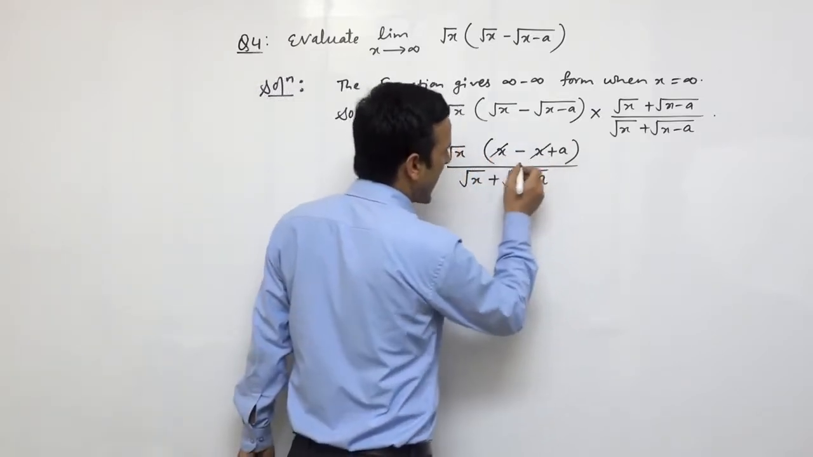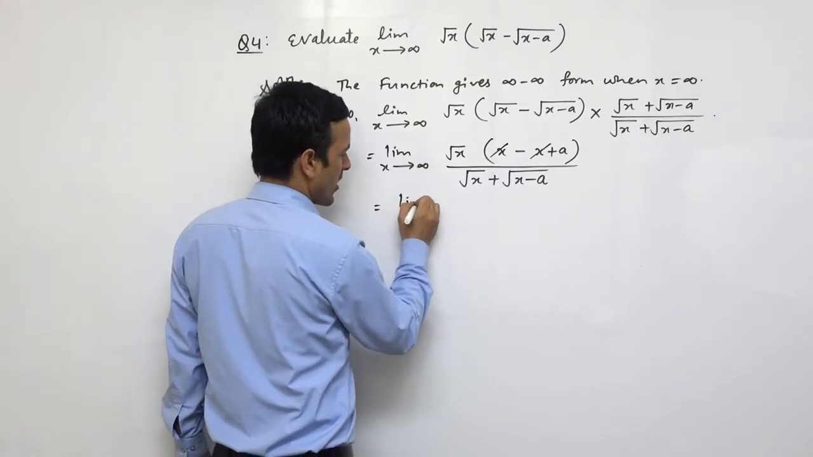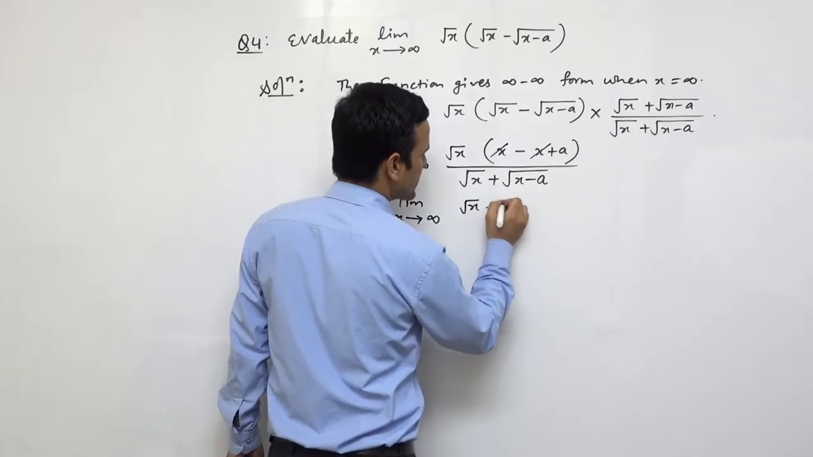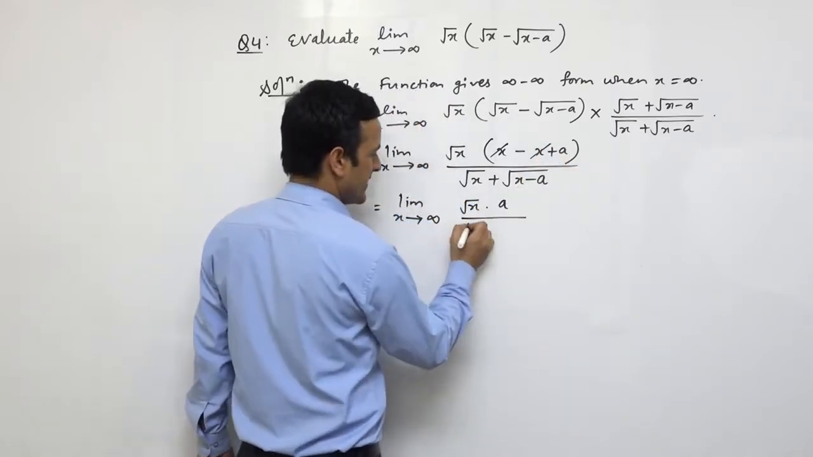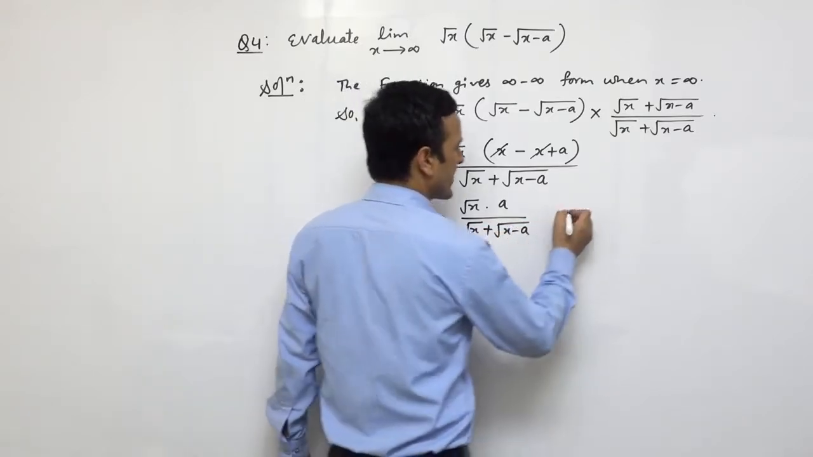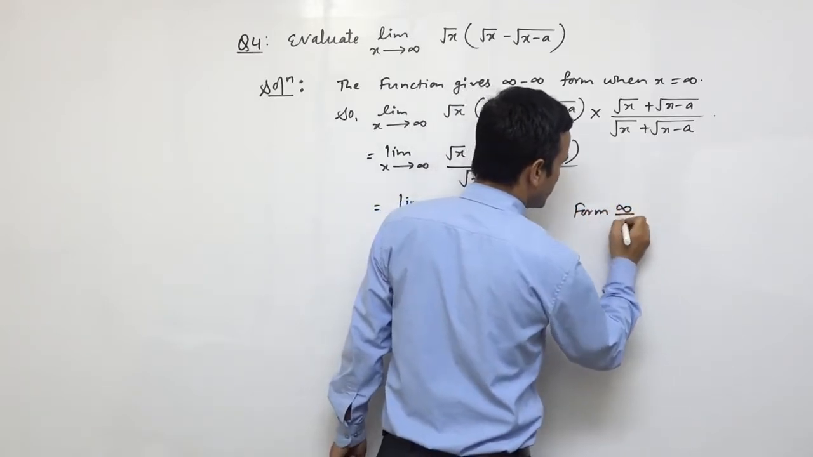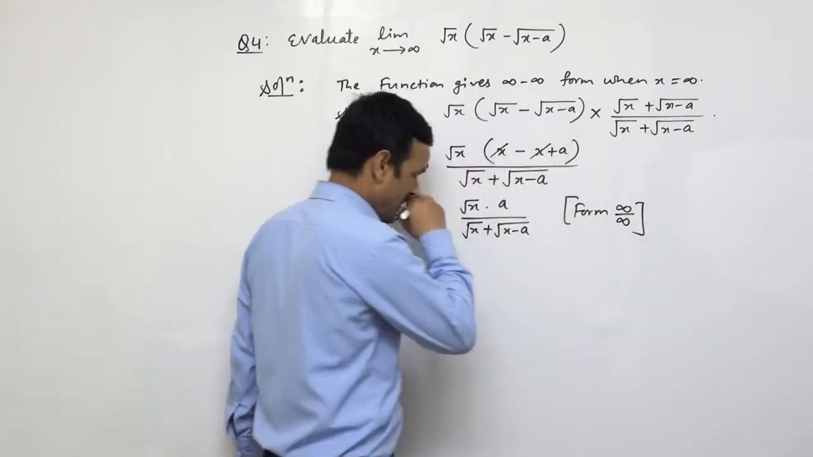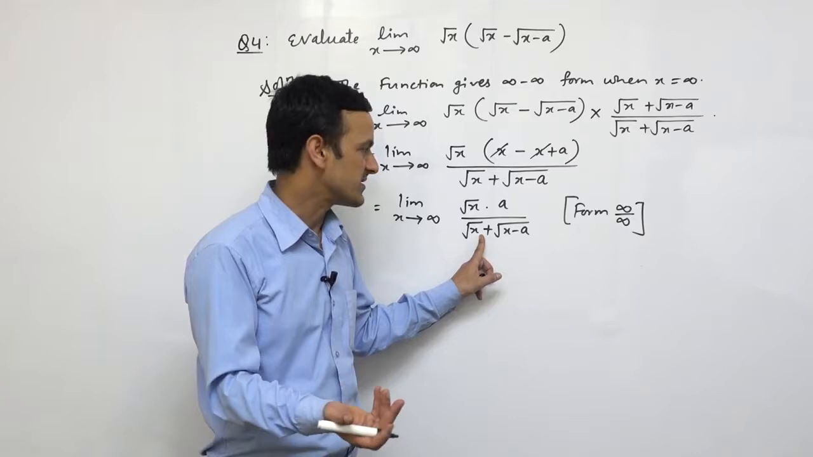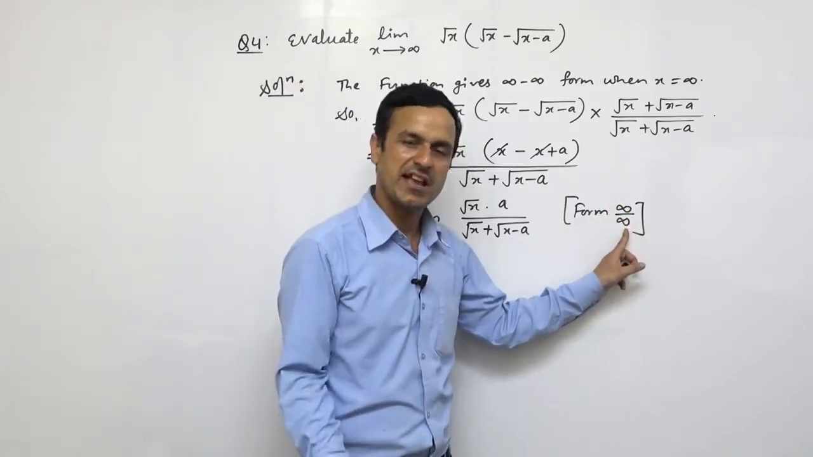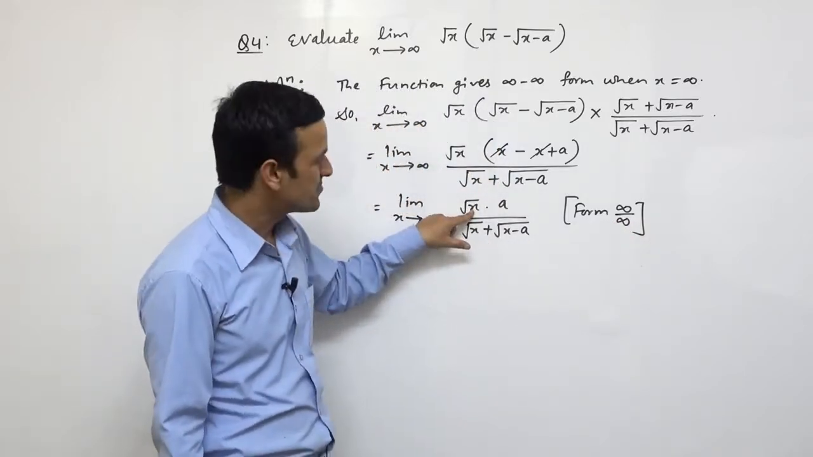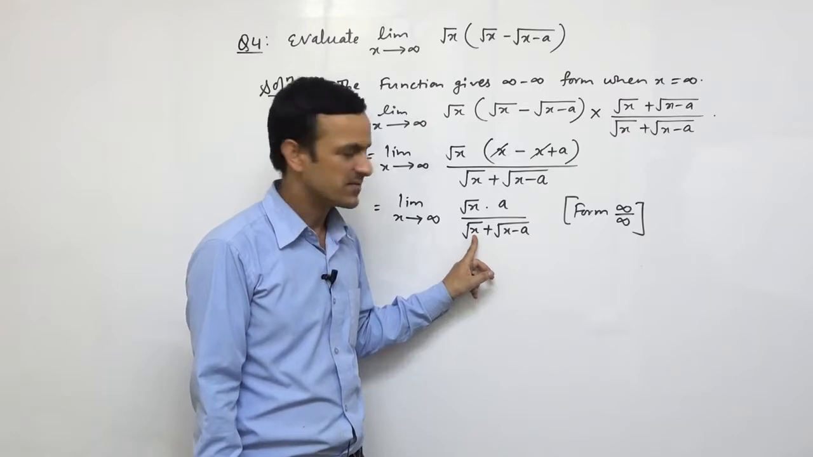So we can cancel x and x. And now we have root x times a. Here is only one a. And here is root x plus root x minus a. As we can see, the form is infinity by infinity. As long as x remains in the numerator and denominator, infinity by infinity keeps appearing. So in this case we should remove this x from numerator and denominator.